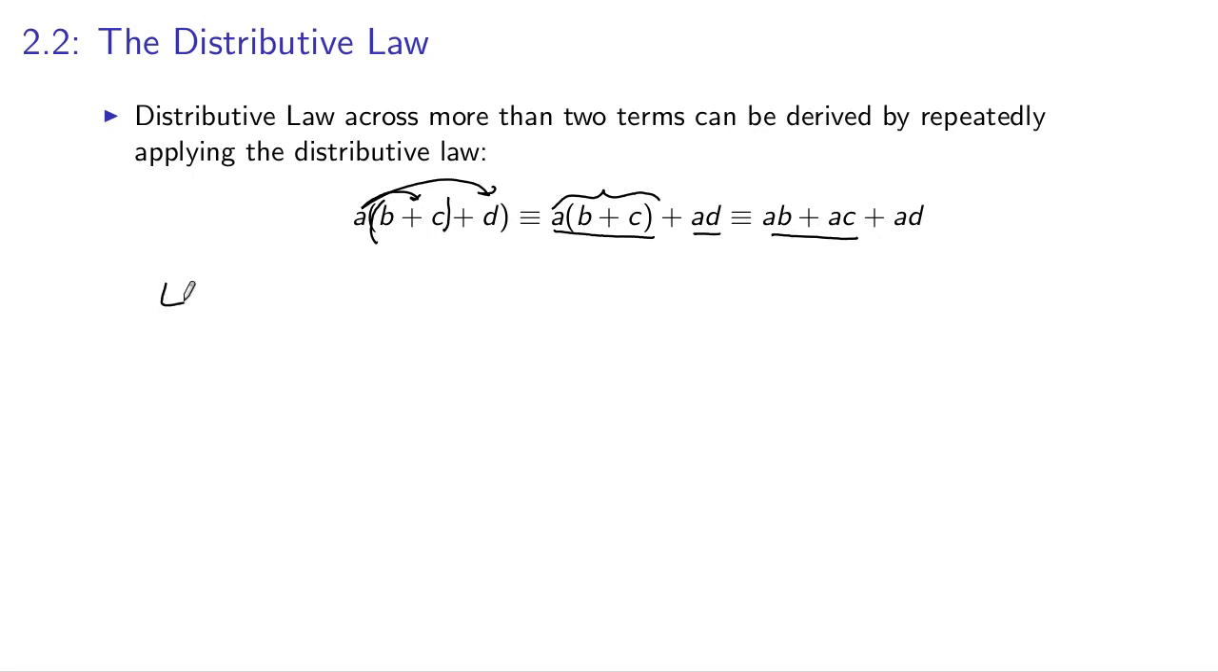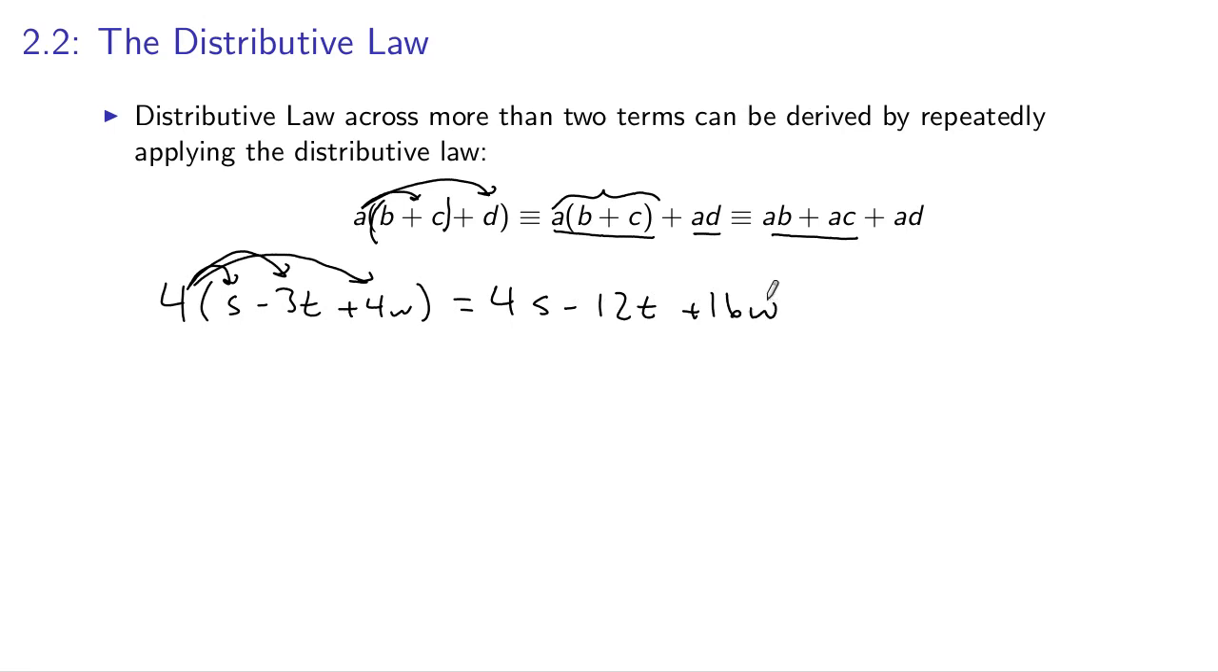So for instance, 4 times the quantity s minus 3t plus 4w, we can distribute the 4 over the parenthesis using the distributive law to get 4s minus 12t plus 16w. Or we could distribute abstract letters, a times the quantity b plus c minus d. So here we have a negative. Distributing over, we would get ab plus ac minus ad.